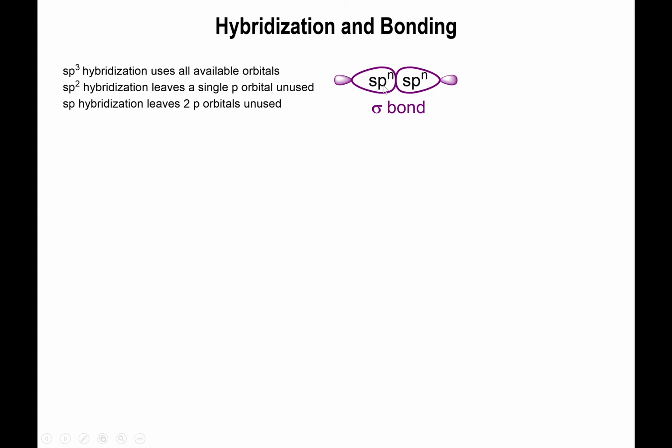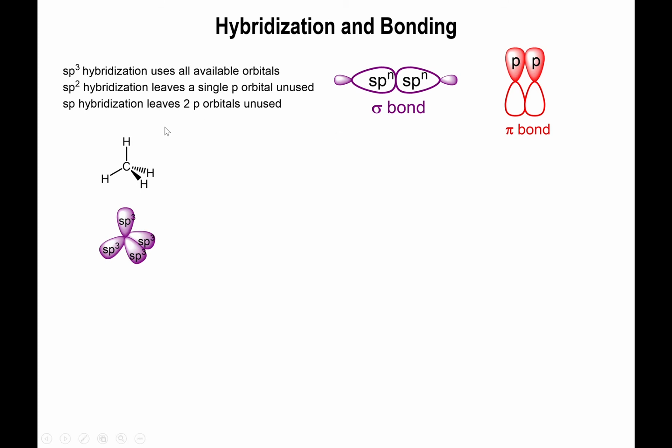As long as the bonds between the atoms are head-on, the orbitals form what we call a sigma bond. And in cases where we have p orbitals lining up side to side, we end up with a pi bond. All right, so this is the thing.